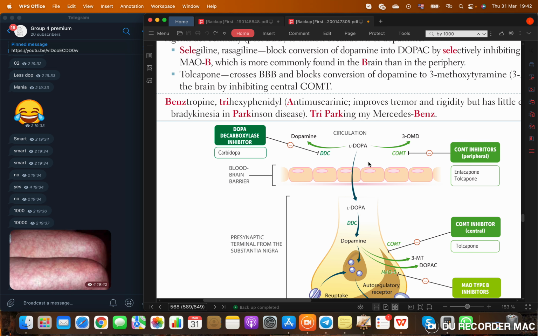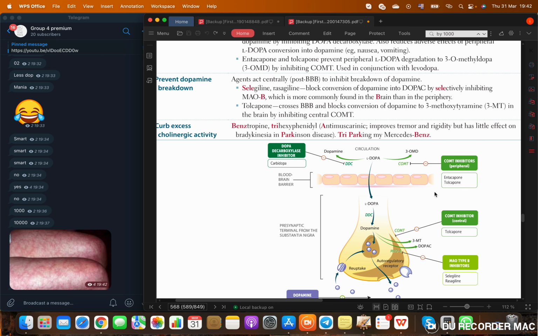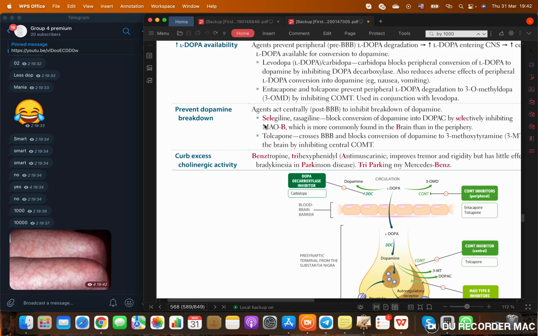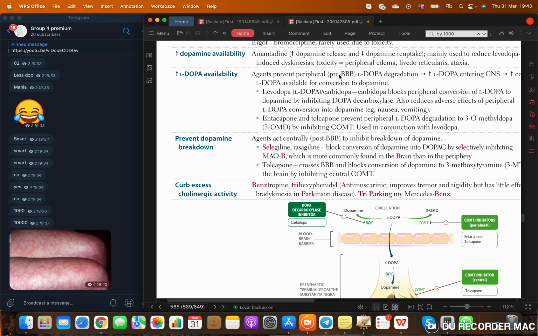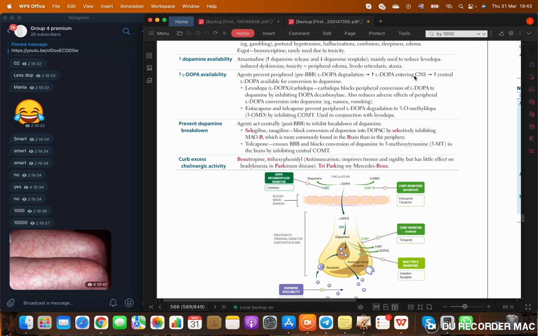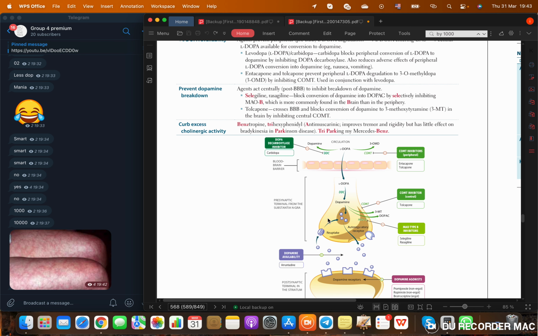And for the L-DOPA to go to the CNS, you need to reduce the peripheral breakdown of the L-DOPA by utilizing carbidopa that inhibits the DDC, and by utilizing the COMT inhibitors like entacapone and tolcapone to inhibit this one, okay? So, increase L-DOPA availability. Agents that prevent the peripheral pre-BBB, before the blood-brain barrier, degradation increase L-DOPA entering the CNS, which increases the central L-DOPA available for conversion to dopamine. So there will be more L-DOPA to get converted into dopamine in the CNS. So we must inhibit this.